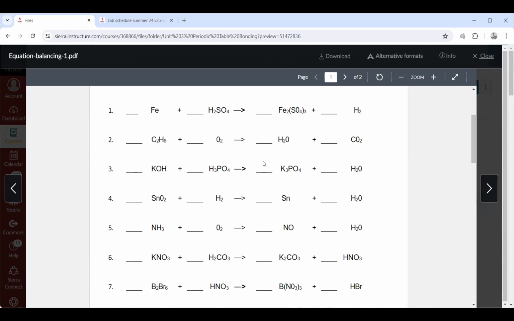Oh, why? This doesn't give you enough practice, where the one I gave you gives you more. Online? Yeah, you go to files and it'll say dry lab. Unit 3. Periodic table bonding? Yeah. And go to the top. Online?